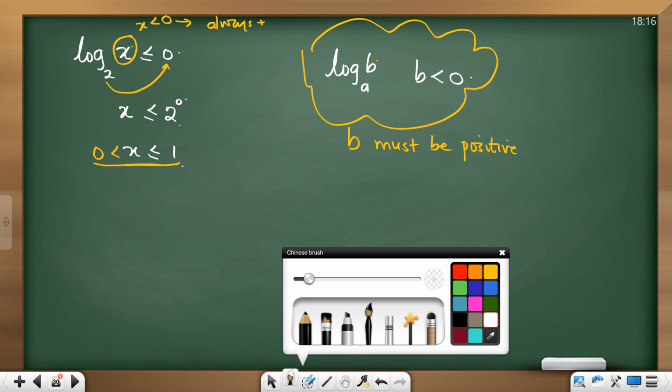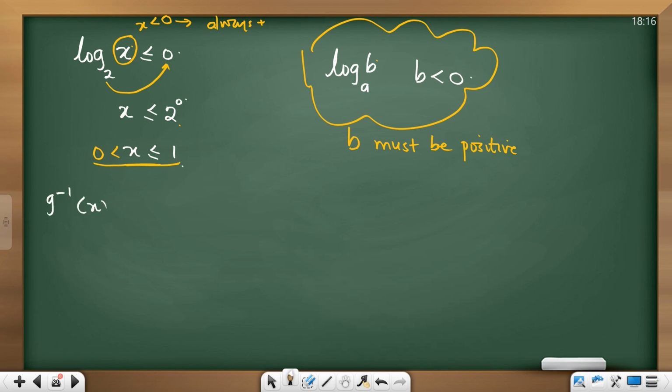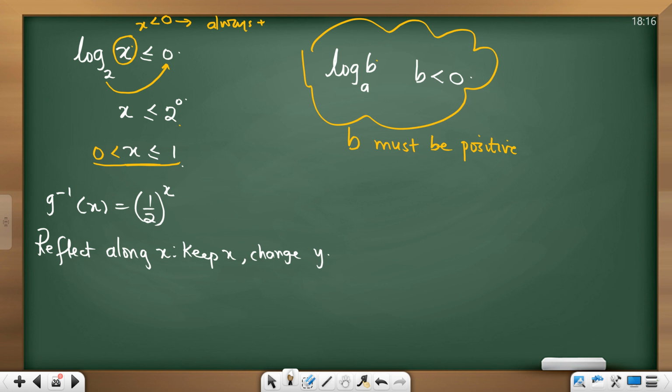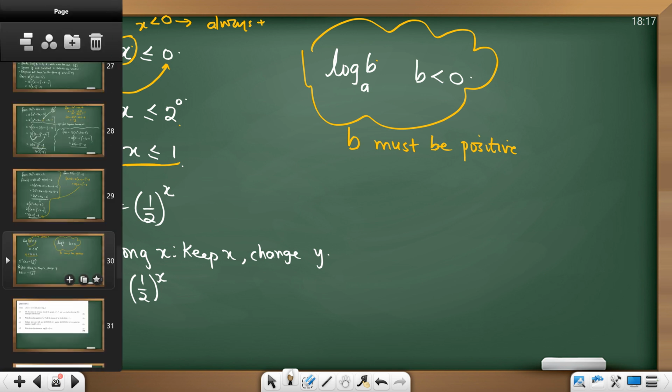So what are we saying here? The G that we got is 1 over 2 to the power x. Now, let us reflect along the x. What do we do? Keep x, change y. But mind you, the whole thing is y, right? So it means my h of x is, I just multiply the whole thing by negative. Is that okay? So that's the first interpretation of the question. But let's go ahead and check what the examiner now wants.